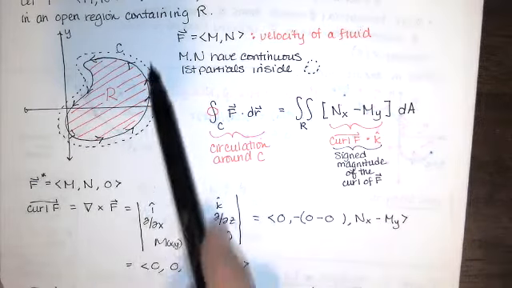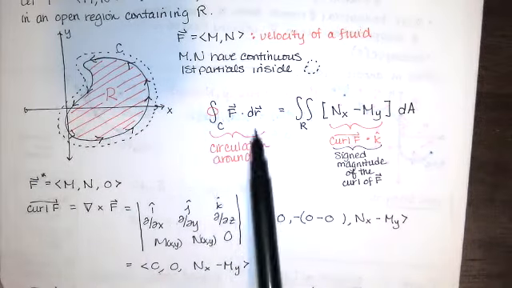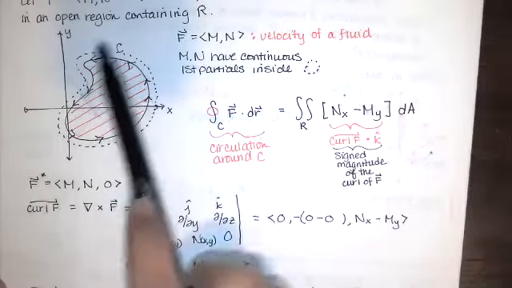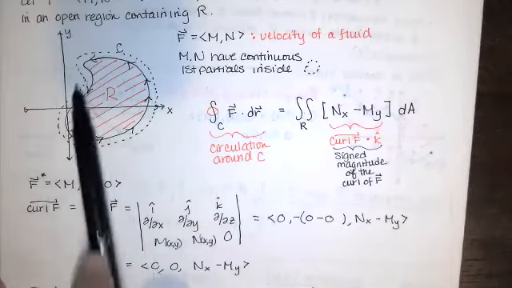So if it has a tendency to rotate this way in the counterclockwise direction, we're going to get a positive circulation. If in general, when you add them all up, it has a tendency to rotate in this direction, we'll get a negative answer.